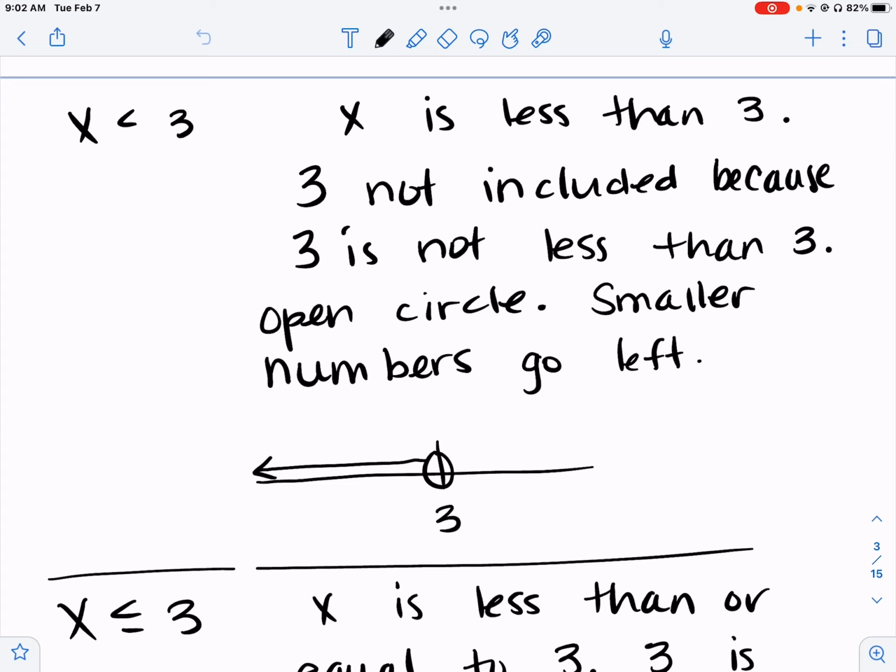X is less than 3. 3 is not included because 3 is not less than 3. So we use an open circle, and smaller numbers go left. That's why we use the open circle. It means right up until you get to 3, like 2.9. Less than are numbers that are smaller, so that's why it's to the left.